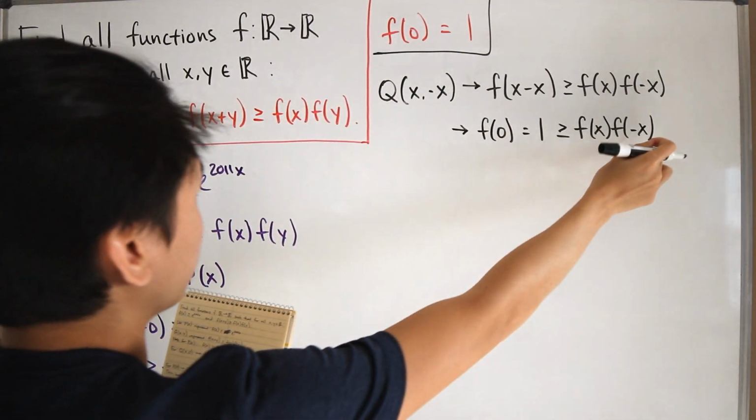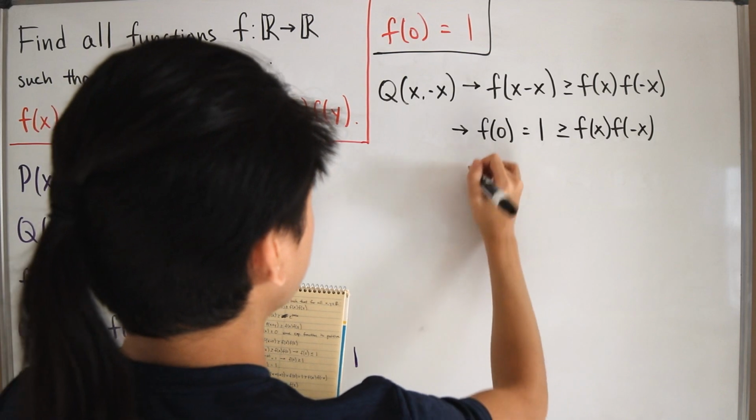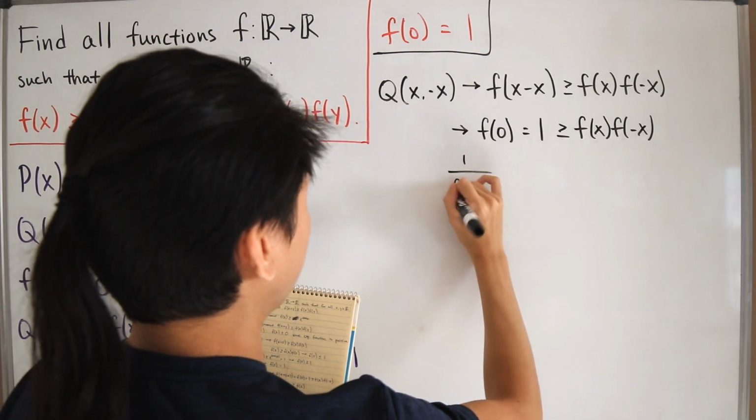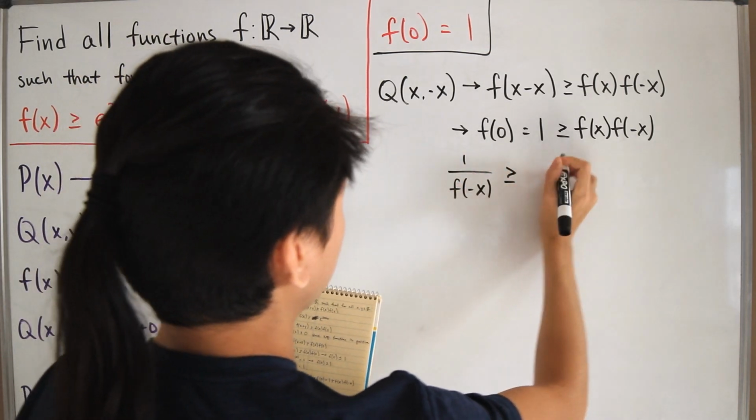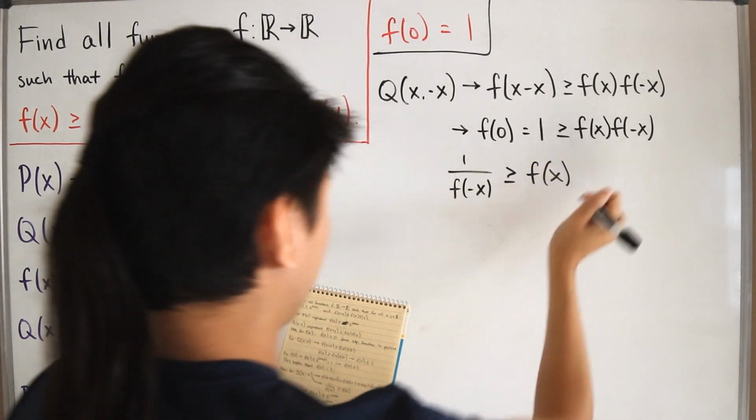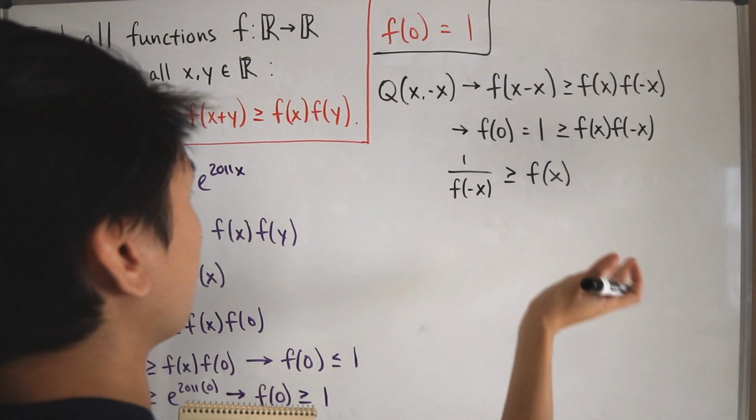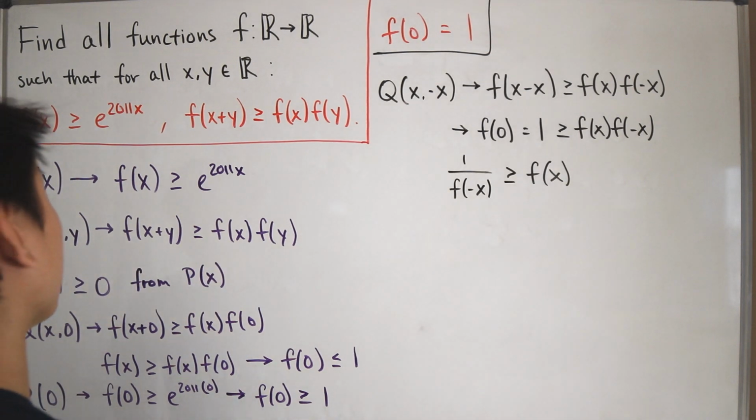What I'll do here is divide both sides by f(-x). That gives us that 1 divided by f(-x) is less than or equal to f(x), right? Just like that. Doesn't seem like anything important yet, but we're going to get to that eventually.